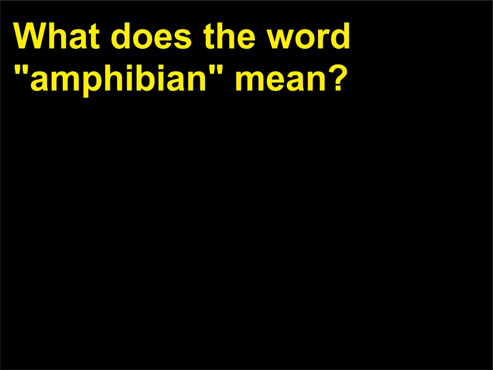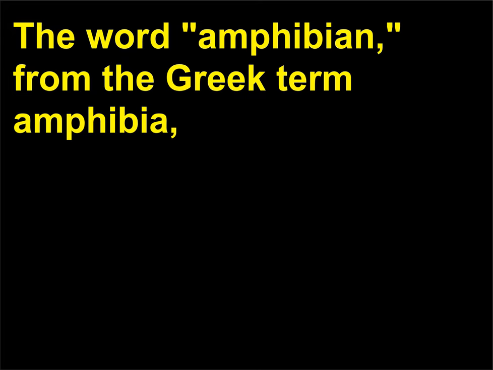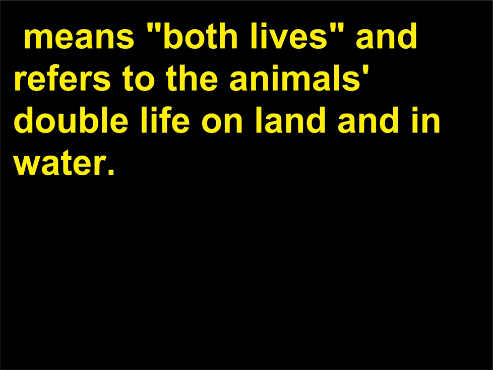What does the word amphibian mean? The word amphibian, from the Greek term amphibia, means both lives and refers to the animal's double life on land and in water.